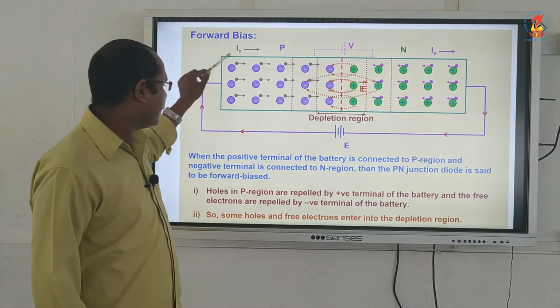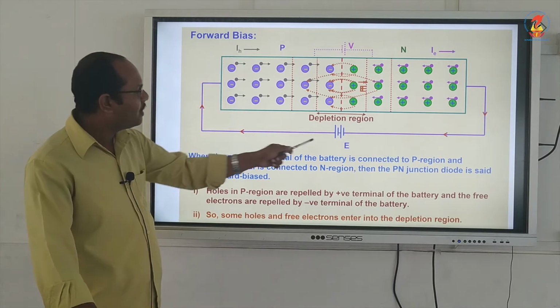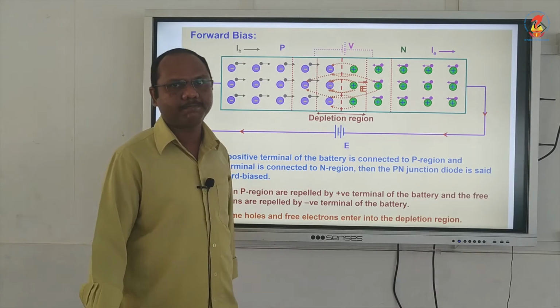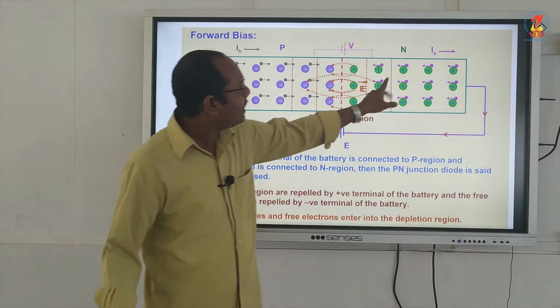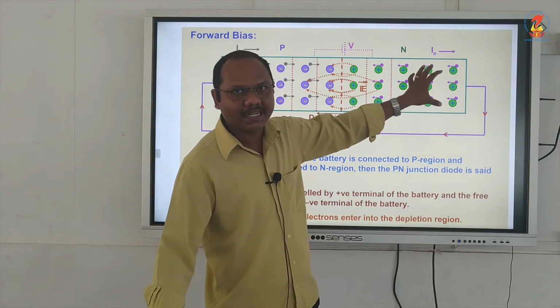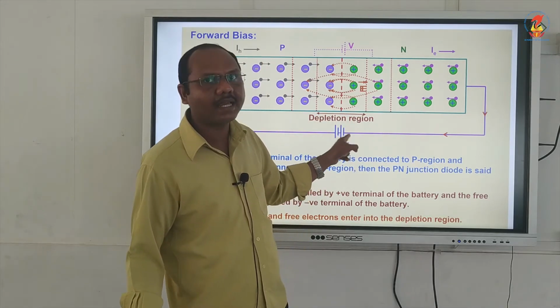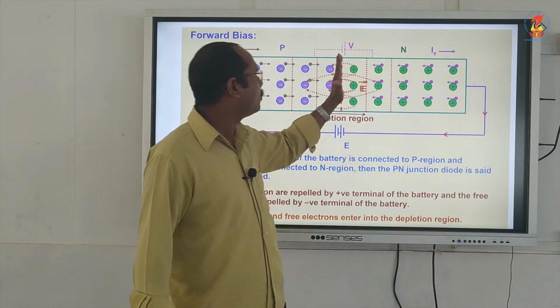The holes in the P region are repelled by the positive terminal of the battery and they move towards the junction. Similarly, the electrons on the N side also get repelled due to the negative terminal of the battery, and those electrons will move towards the junction.